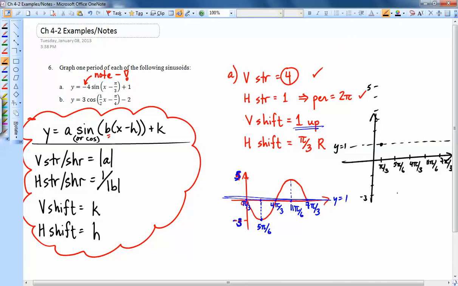Let's see, I go down first, so down to here. Then I go back to the midline. Then I go up to 5. And then I go back down to 7 pi over 3 on the midline. So it's going to look like this. And then you would just keep that going, like that. So there's our graph. I'll do B in another video.